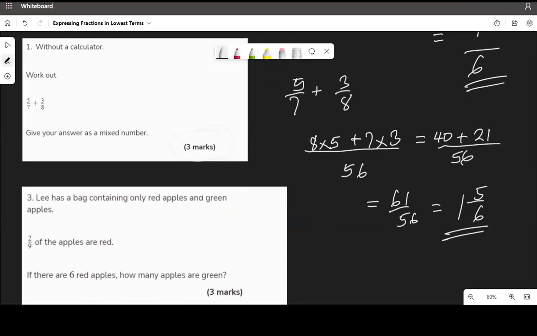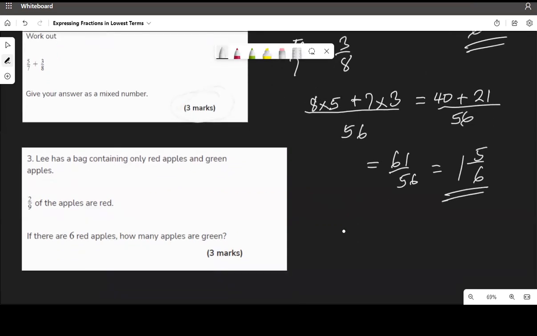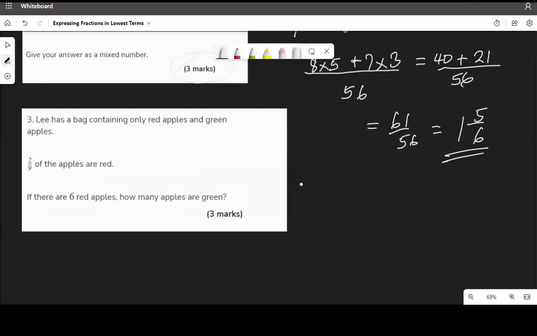1 whole number 5 over 56 is the answer to that question. And that is 3 marks there. And the second one, you see, Lee has a bag containing only red apples and green apples. 2 over 9 of the apples are red. If there are 6 red apples, how many apples are green?